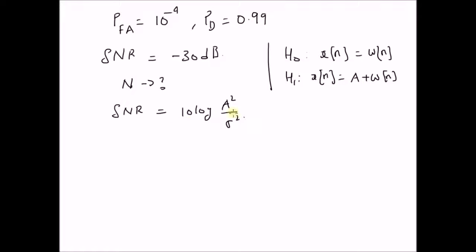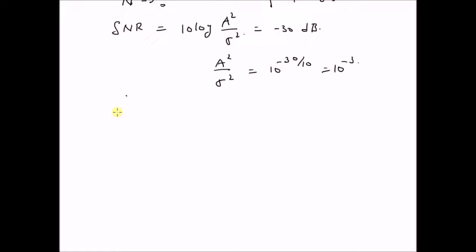So SNR is by definition equal to the power of the DC level, which is A square, over sigma square, which is the noise power. So this is equal to minus 30 dB. That is the given information. By simple manipulation, we can easily show that A square over sigma square is equal to 10 power minus 30 by 10, which is 10 power minus 3. Therefore, the signal to noise ratio in absolute terms is equal to 10 power minus 3. Let us call this equation 1.